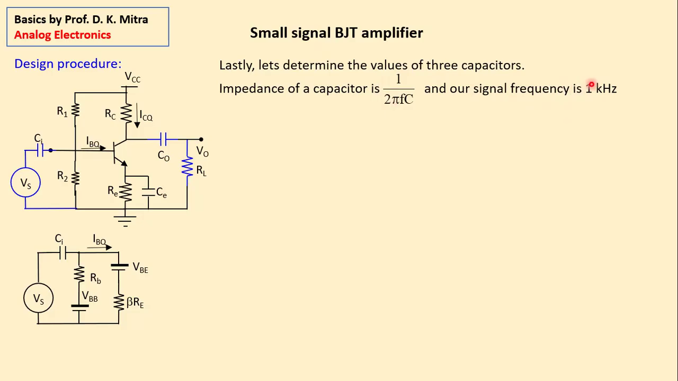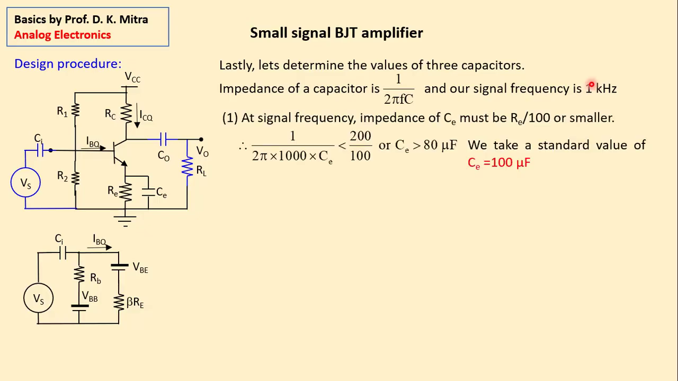And also, after actually designing the amplifier, if we find that I need to change the capacitance value, you can always change it by picking up another value from your laboratory. But testing of the signal is always done at 1 kilohertz.